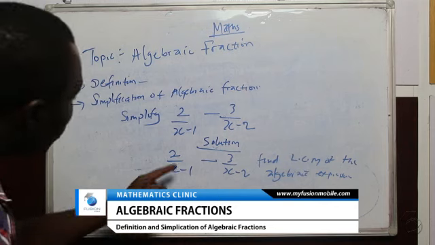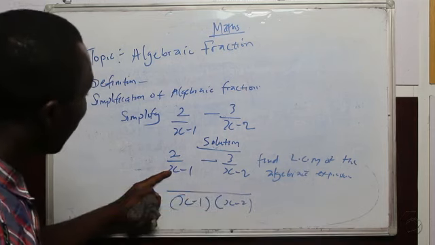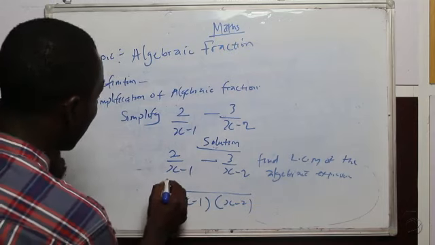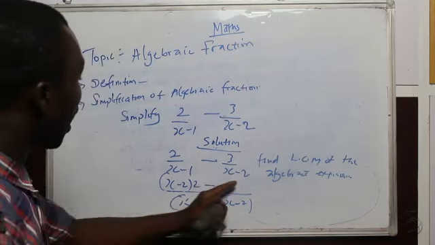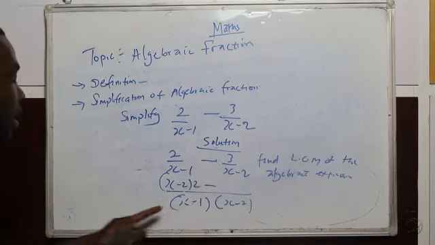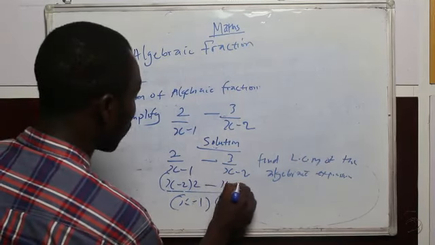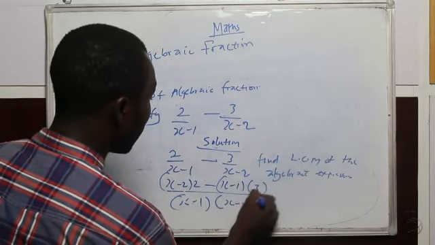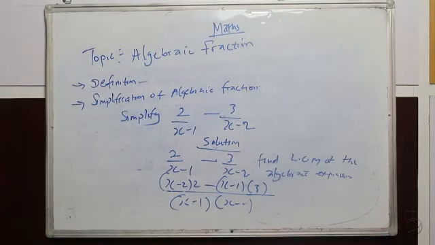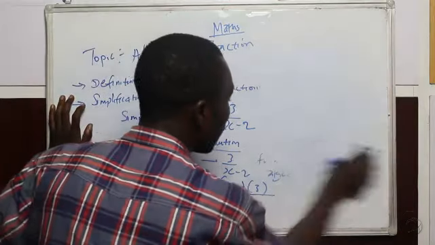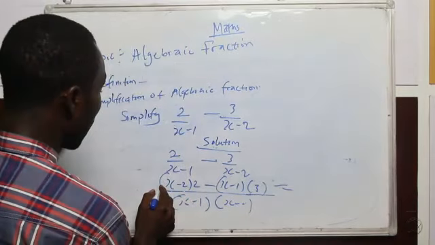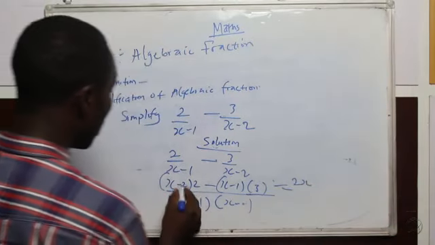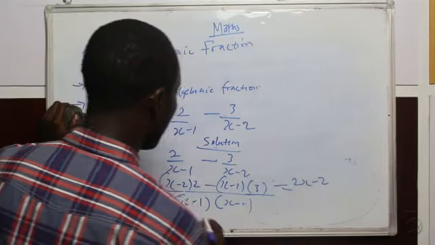Therefore, we cross multiply. We say how many x minus 1 can we see here? It is x minus 2, bracket 2, minus how many x minus 1 can we see here? It is x minus 1, that is x minus 1 multiplied by 3. Thereafter, we open the bracket. We do factorization by opening the bracket, which is equal to 2 times x will give us 2x, 2 times minus 2 will give us minus 2.